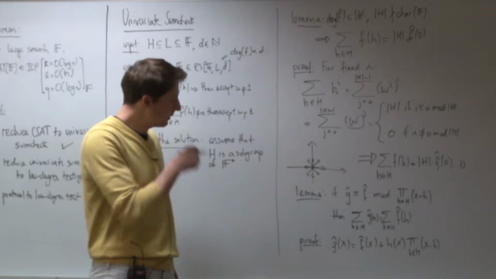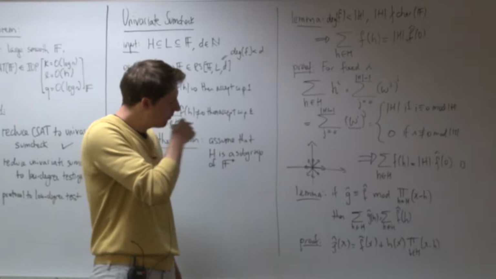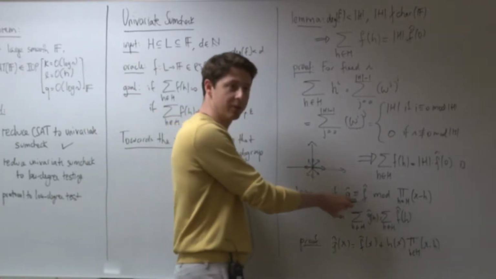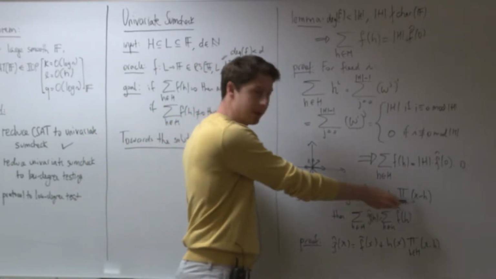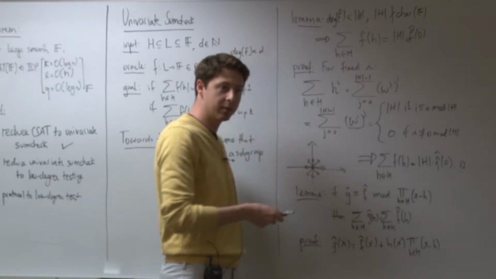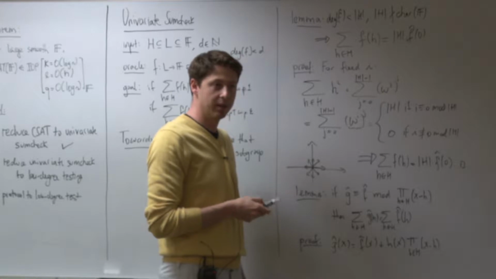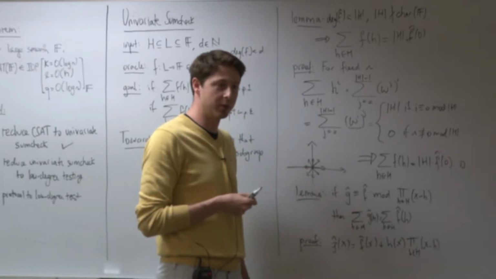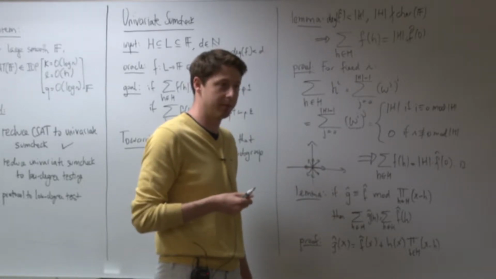So this is to say that if, for example, the degree of f was high, I can always divide out by this polynomial and bring its degree to be less than h. Somehow I'm taking out a high degree portion that doesn't really affect the sum.